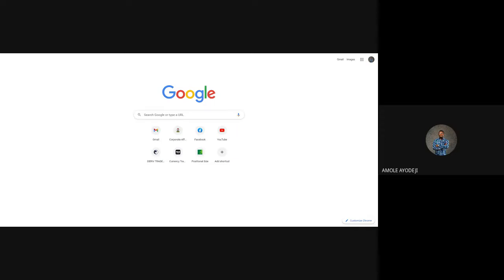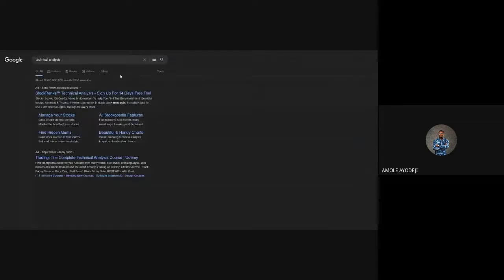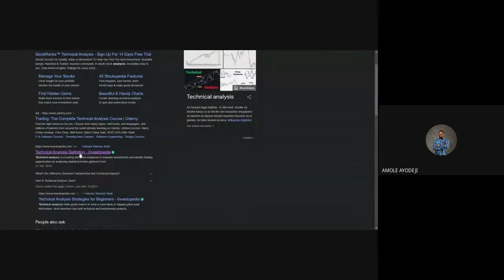But if you don't know what technical and fundamental analysis really mean, it will be difficult for you to know the exact kind of trader that these traders are, the technical traders and the fundamental traders. So, technical analysis, what does technical analysis mean? I would like to use this Investopedia definition so straight.